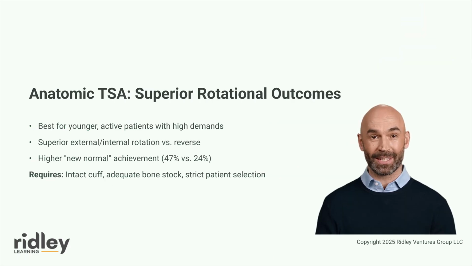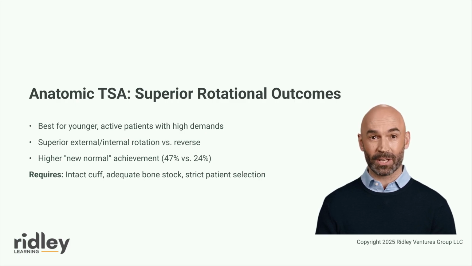Contemporary evidence demonstrates that anatomic arthroplasty yields superior outcomes in external and internal rotation compared to reverse arthroplasty, with higher rates of patients achieving what has been termed a new normal shoulder. This is defined as near-complete restoration of function and the ability to perform high-demand activities without limitation. In a 2025 comparative study, patients who perceived their shoulder as normal after surgery were significantly more likely to have undergone anatomic rather than reverse arthroplasty, and these patients demonstrated superior return to work and sport participation.